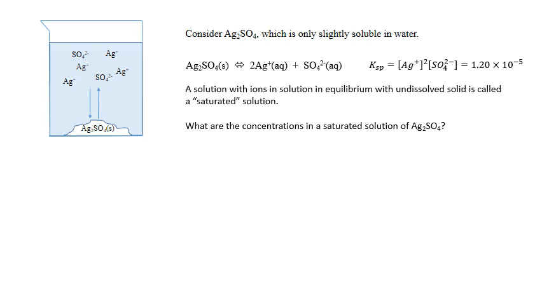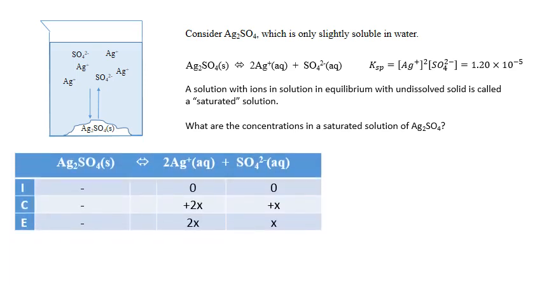So, well, we can bring up an ICE table, okay? The way you do these is under the solid, just don't write anything, okay? That doesn't figure in the equilibrium at all. For the initial line, nothing's dissolved yet. So say the concentration of silver and the concentration of sulfate are 0 initially. And then for every sulfate, you get 2 silvers, right? So one we'll call X and silver we'll call 2X. And then as always, the equilibrium line is the sum of the previous 2 lines. You just have 2X and X.